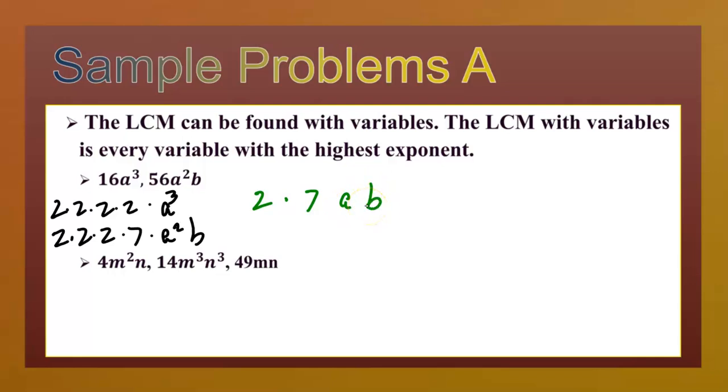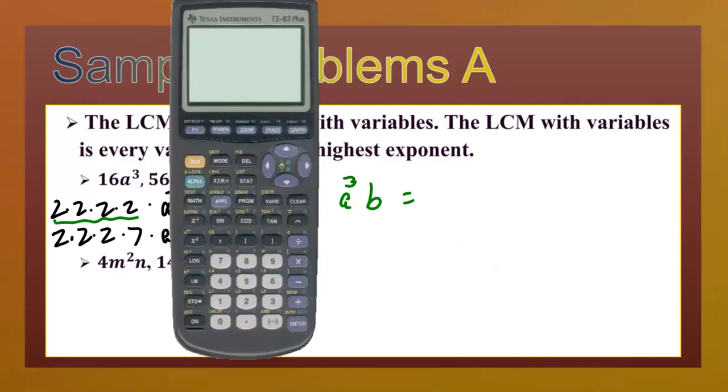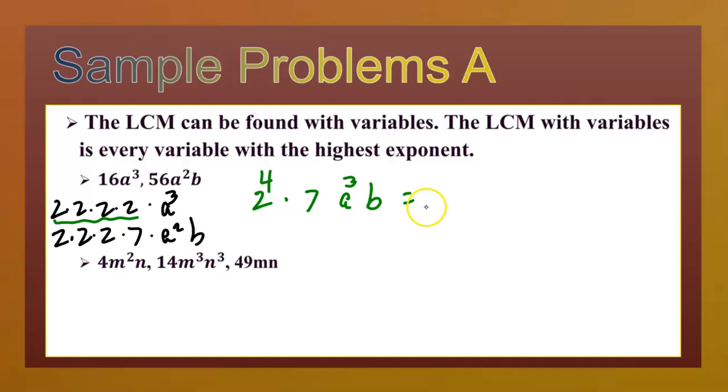The most number of 2's is 4. The most 7's is 1. The most A's being used is 3. And the most B's are just 1. So if I multiply all that together, 2 to the 4th power is 16. 16 times 7. So let's just get our calculator out quickly. 16 times 7 will give us 112. And then we have a cubed b. So that would be the least common multiple of those two expressions.